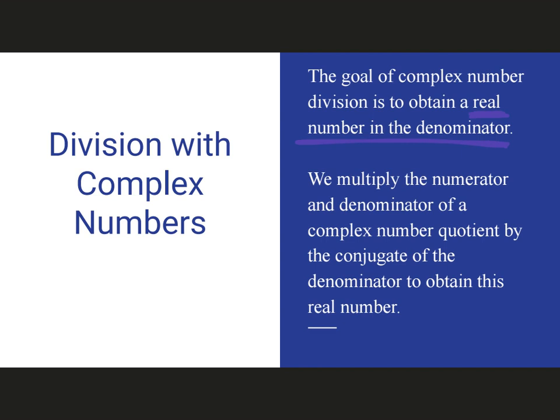So the way we do this, there's your steps. You're going to multiply the numerator and denominator of a complex number quotient. That just means complex number fraction. So we multiply the top and the bottom of the fraction by the conjugate of the denominator so that we no longer have i in the bottom. And feel free to pause it so you can write this down if I go too fast.